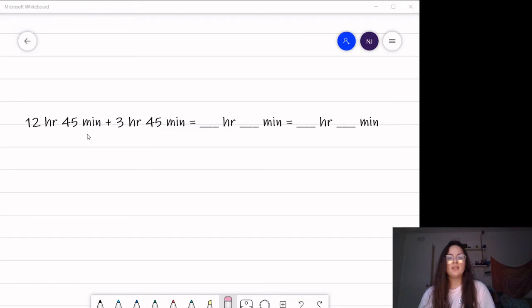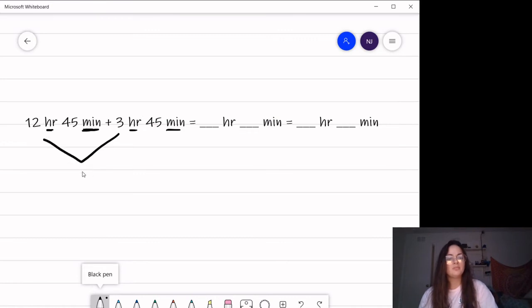Okay, so this is going to be our last addition problem before we move on to some subtraction problems. Let's take a look and see what units we are working with. On the left side of the addition symbol, I see hours and minutes. On the right side, I also see hours and minutes. So we're going to be adding hours and hours and then minutes plus minutes. So let's go ahead and do that.